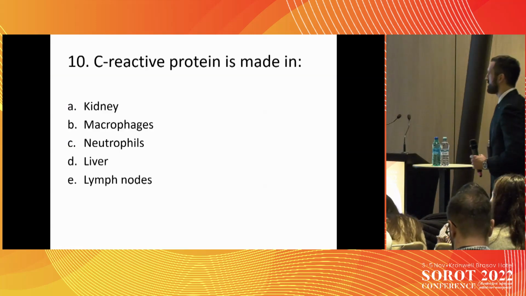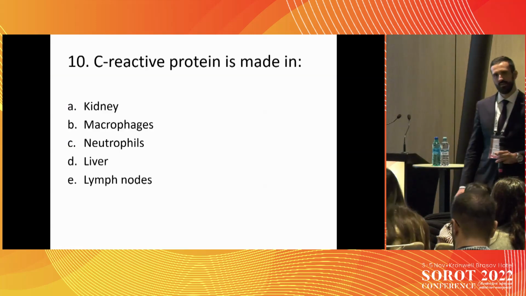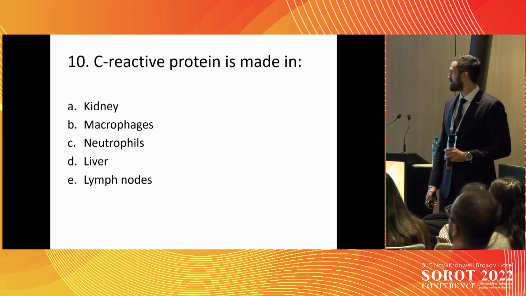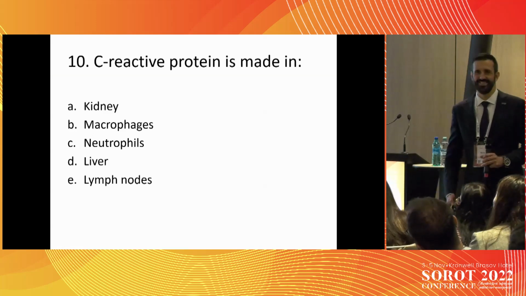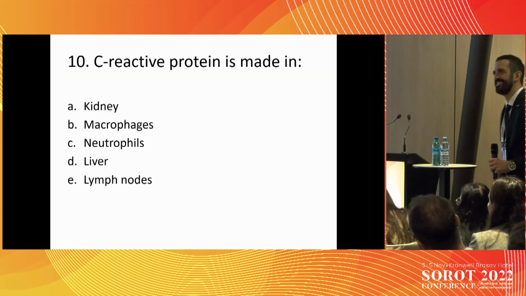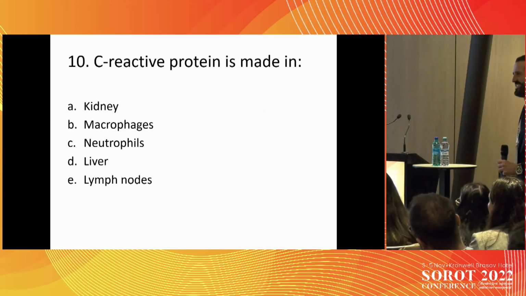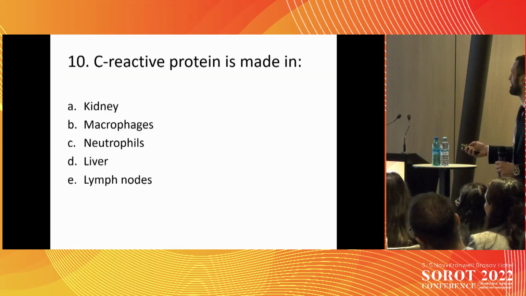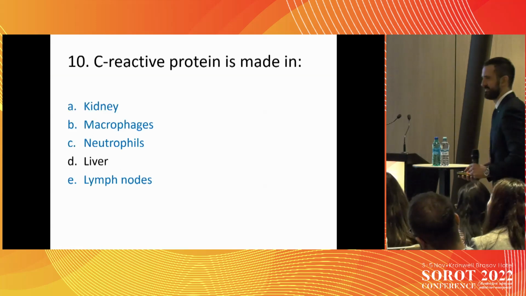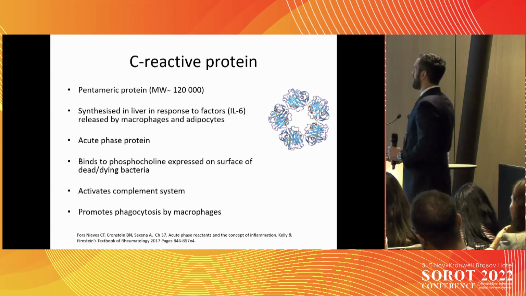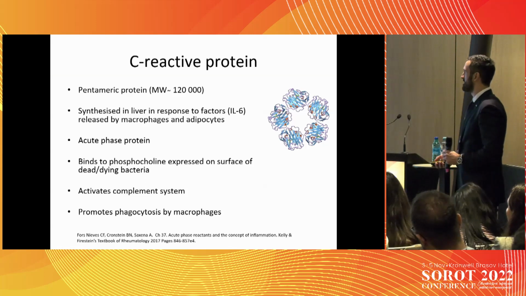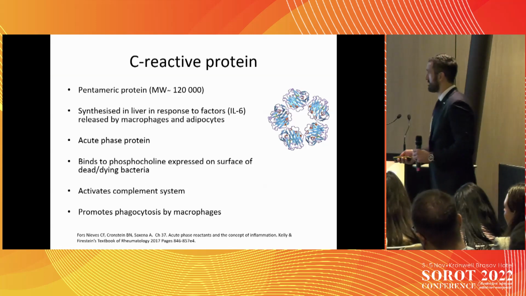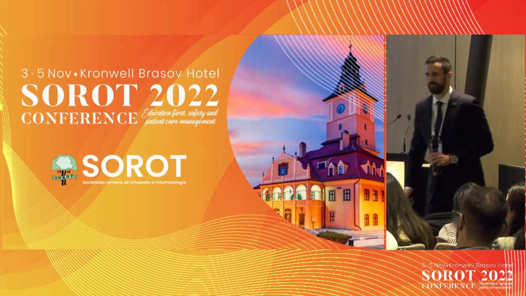And I believe it's another easy question. We use it every day. CRP. It's made in the liver. Okay, so it's a pentameric protein. It's the protein of the acute phase. It activates the complement system, and it's made in the liver.